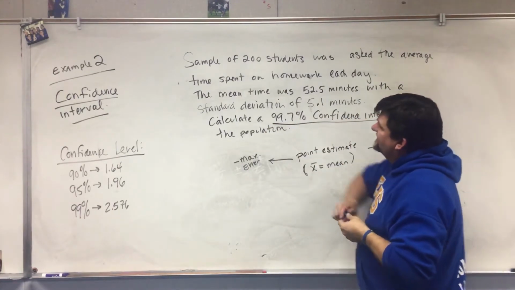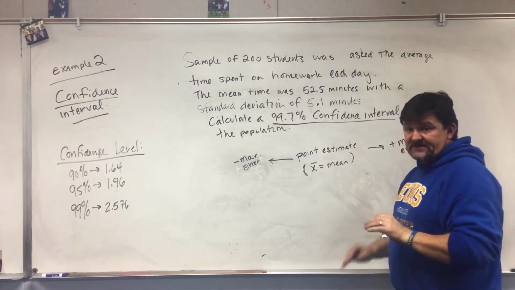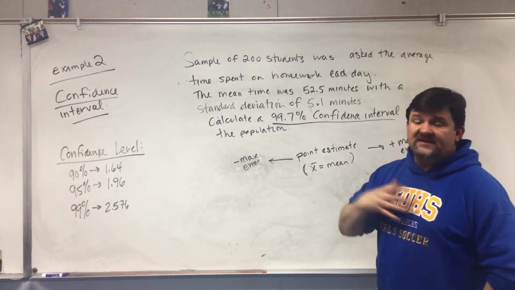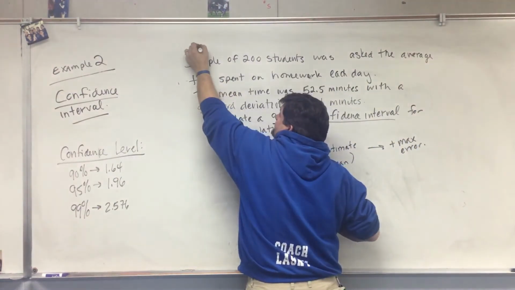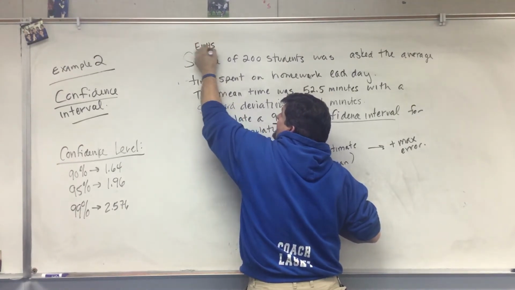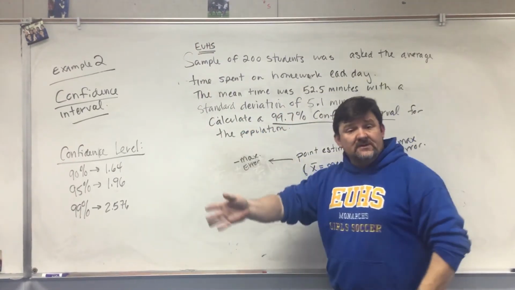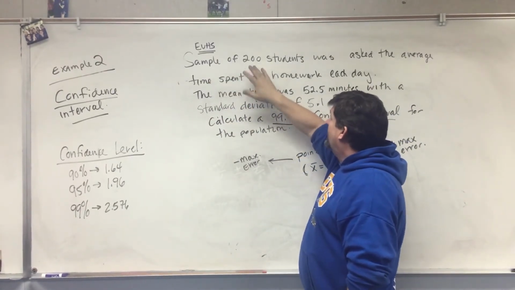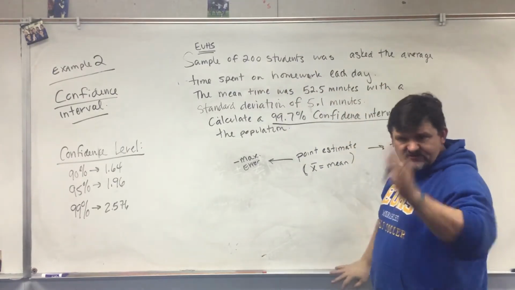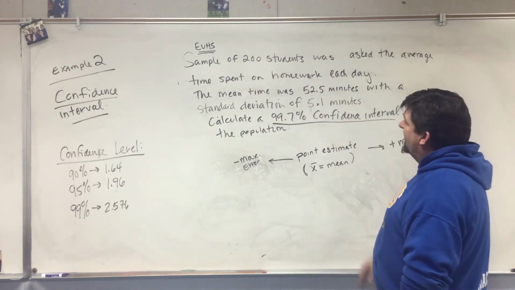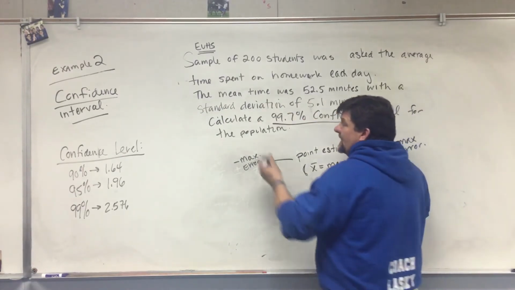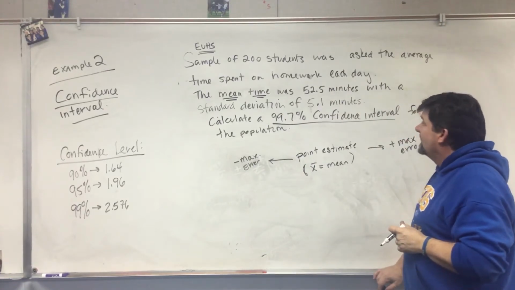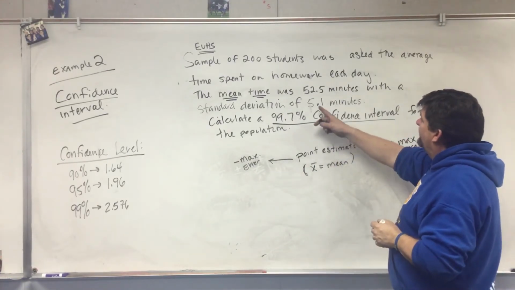So we've got this sample of 200 students. A sample means we're talking about a bigger population. So let's just assume that this is a sample of EUHS students. We sampled 200 of them and asked them, what was your average homework time each night? And they said, on average, the mean time was 52.5 minutes with a standard deviation of 5.1 minutes.